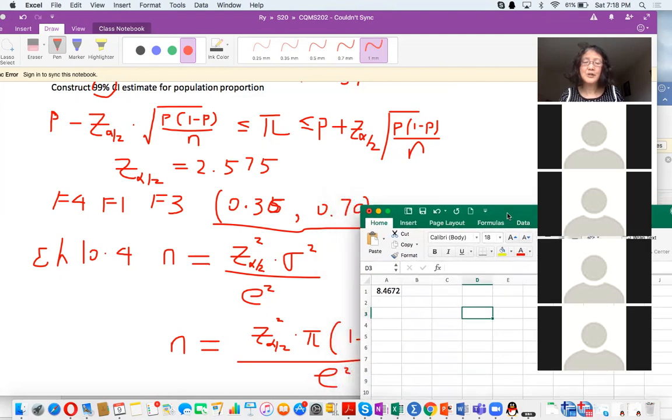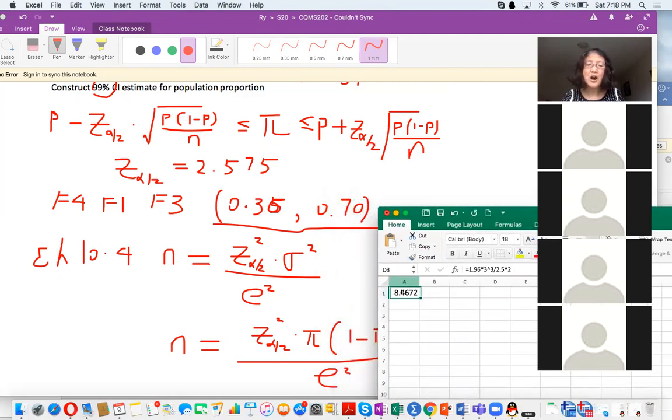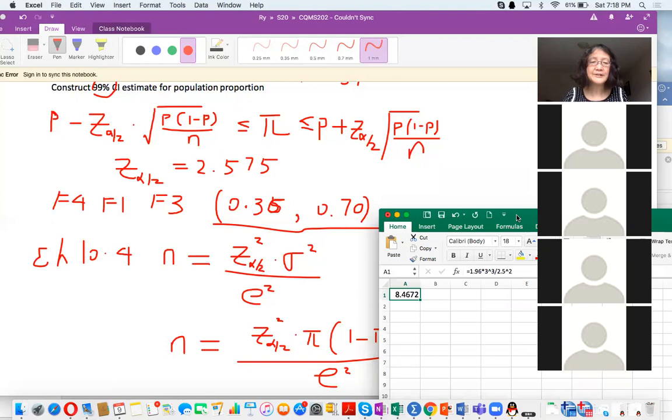When you do a sample size problem, always round up regardless. For example, you get 8.4. Usually you would drop the 4 and say 8. But this is the number of objects, number of people. You would say this is 9 people, 9 students. Always round up for sample size problems. Any other questions?